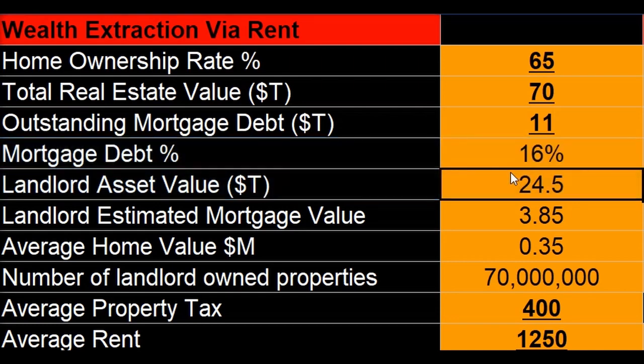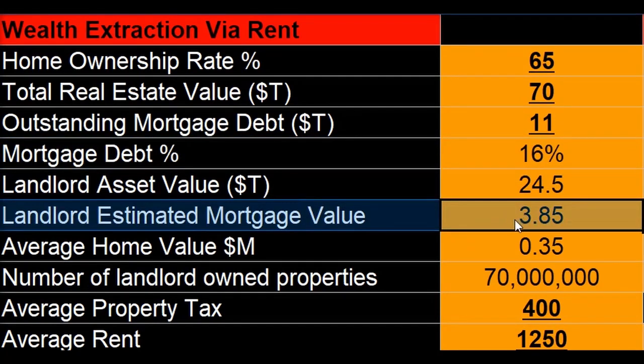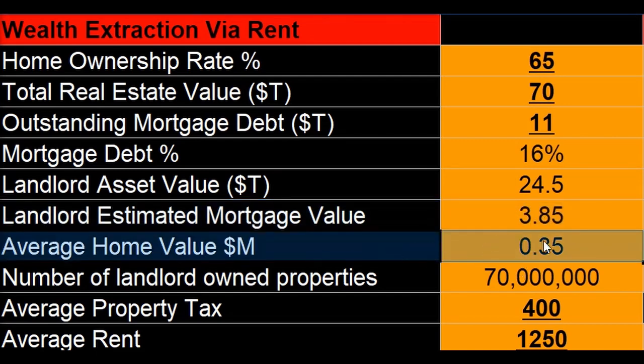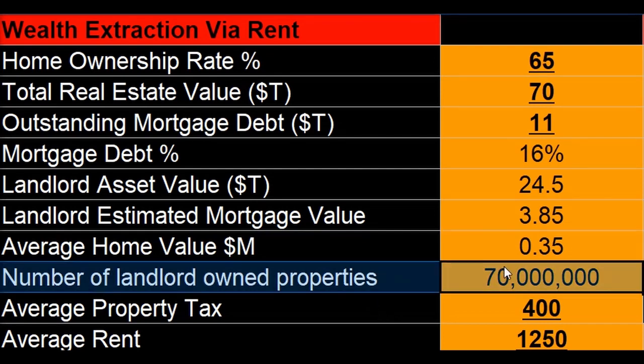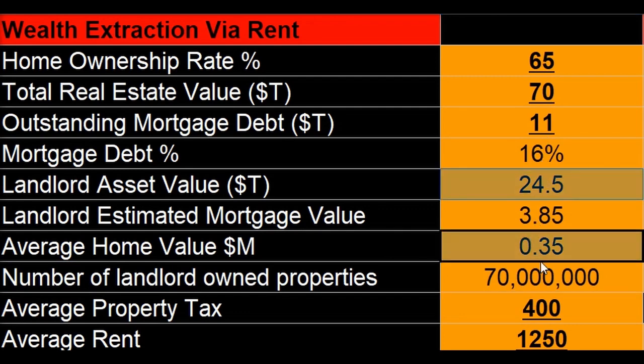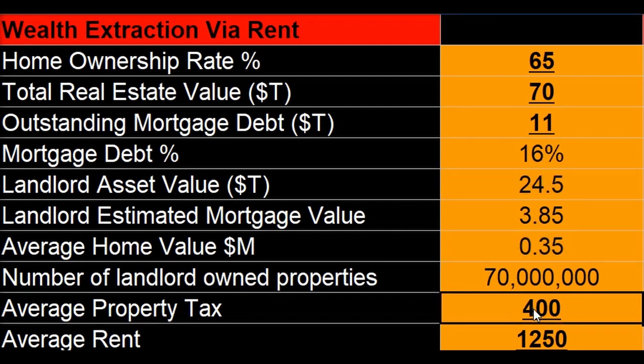Then you can get your asset value right here. And landlord mortgage is right here. Average home value, that's just 350,000. You can calculate your number of landlord-owned properties using these two numbers. This is your average property tax. We just threw this in. Might be 500, I don't know, 400, 500.